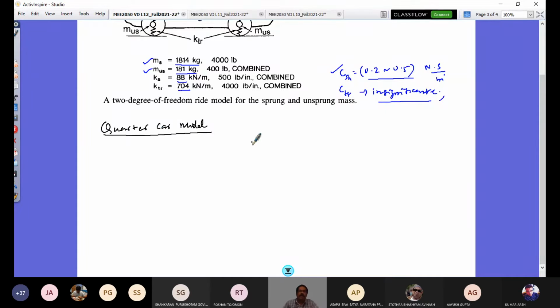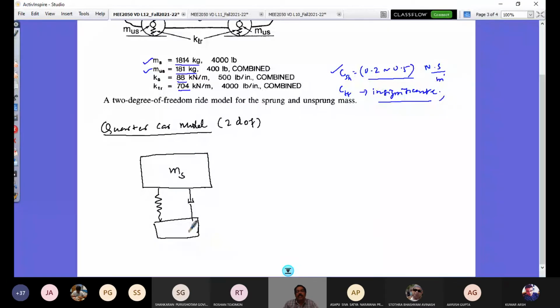And this quarter car model is a 2 degree of freedom model. Why is it a 2 degree of freedom model? In my quarter car model, I'm going to have two masses and their vertical motion, oscillation during vibration. So this is one mass, and that mass is my sprung mass of the vehicle. This is the sprung mass, and that is what is connected to the unsprung mass through the shock absorber. And I have this mass smaller, that is MUS, where this is now KS and this is CSH, the shock absorber damping coefficient.